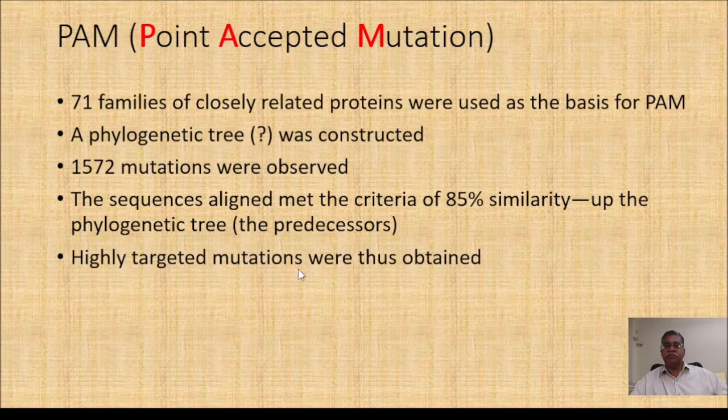had highly targeted mutations, because in the phylogenetic tree, anything that met the 85% similarity was retained, which means they are closely related families. And if they're closely related families, it's not just these divergent mutations all over the place. You can pinpoint these mutations. That's what the last bullet point says. You can pinpoint the mutations because they are sequentially very closely related.